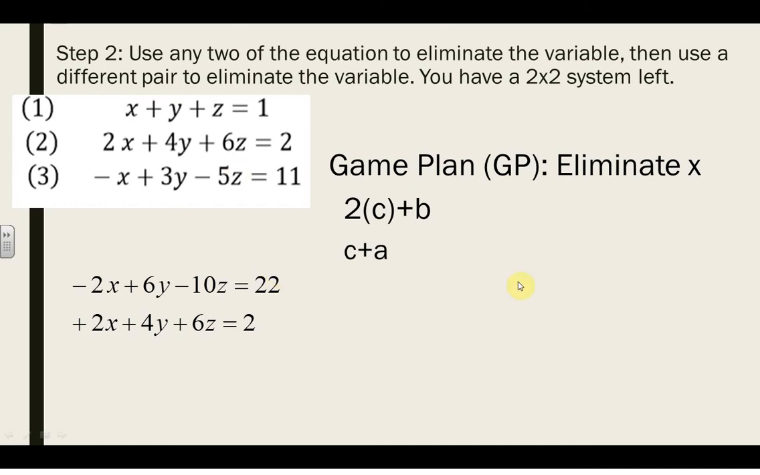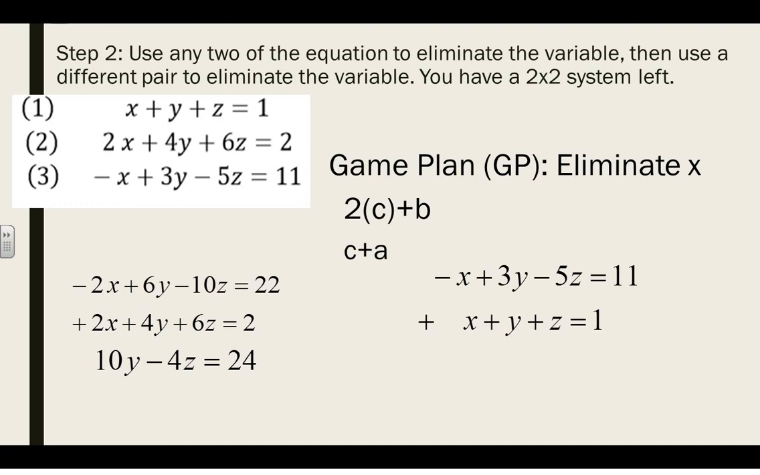And then we drop down equation 2. Then you add those up and you got yourself a solution. We have 10y minus 4z equals 24. Then use your other two. You have to use one that you didn't use before. So we use C and B here. You can use C or B again, but you have to use the first one, A.